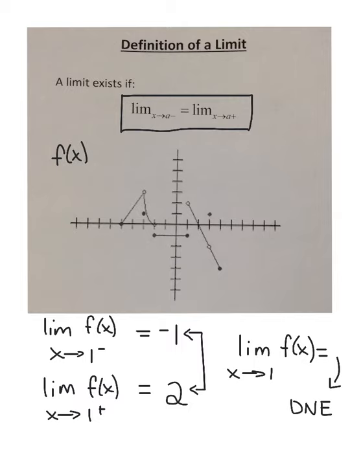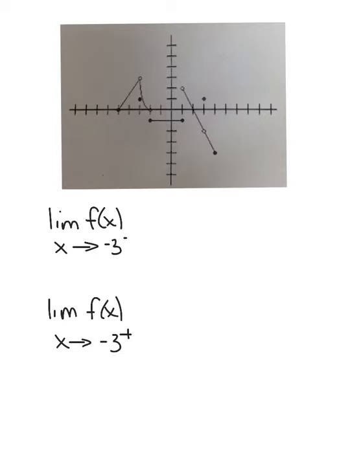And the reason why it doesn't exist is because this y value goes to -1, and this y value goes to 2. They don't go to the same y value, and that is why the limit would not exist. All right, so let's look at the same picture again, and let's take another point.